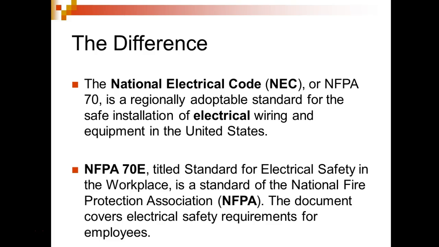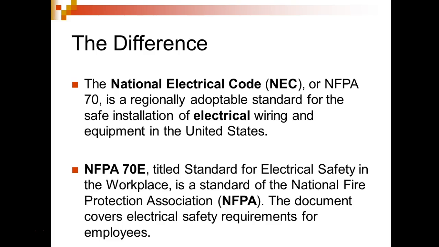So 70, the NEC would specify where a disconnect would be, right? It says a disconnect has to be within line of sight, or if it's not in line of sight, it's got to be within 50 feet of the unit itself, right? Does that make sense? But it doesn't say you've got to lock and tag it if you're out there working on it.